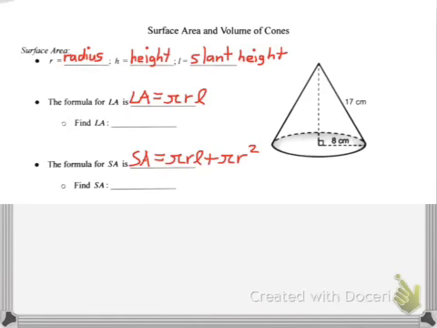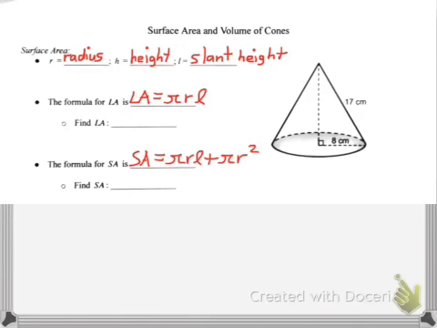Our next lesson is on surface area and volume of cones. When we talk about the formulas for lateral area, surface area, and volume of a cone, the variables that will come up are r, which stands for the radius, h, which stands for the height, and l, which stands for the slant height. In our cone over here on the right, our first example, the radius we see at the bottom they've given us is 8 centimeters.